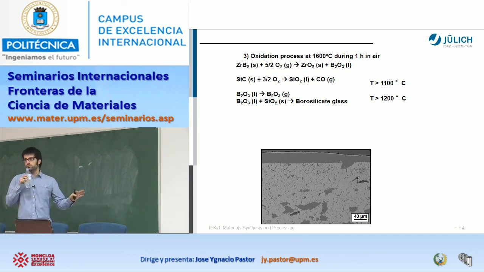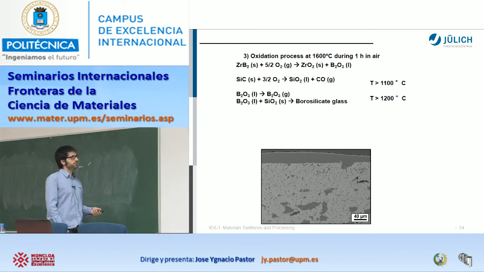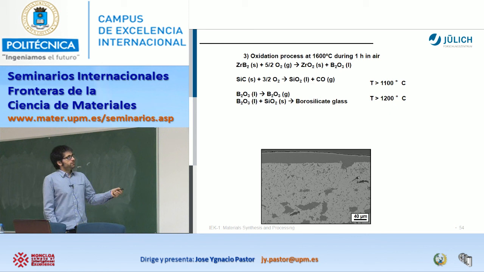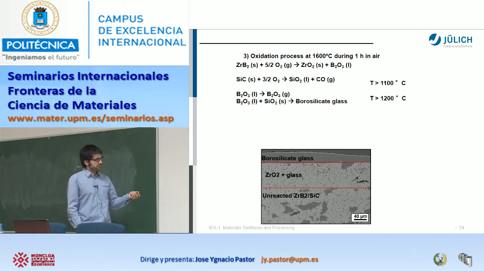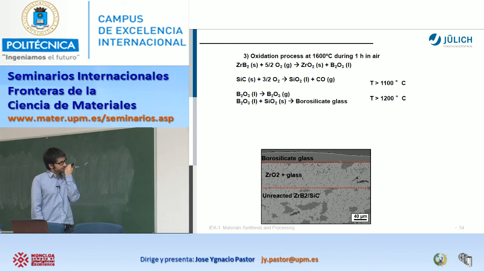But first, the monolithic material, just the zirconium diboride with the silicon carbide, but without any treatment. And as I told you during this presentation, which was more theoretical at the beginning, here is one example. Well, the zirconium diboride, of course, oxidizes, forming zirconia and boria, and the silica reacts, and it is the formation of the borosilicate glass at temperatures higher than 1200, and here it is clearly divided, okay.